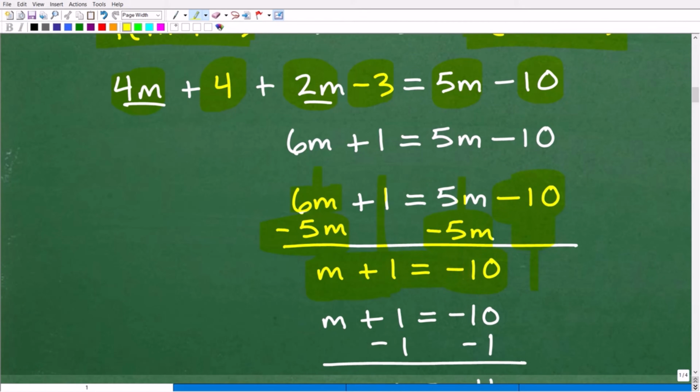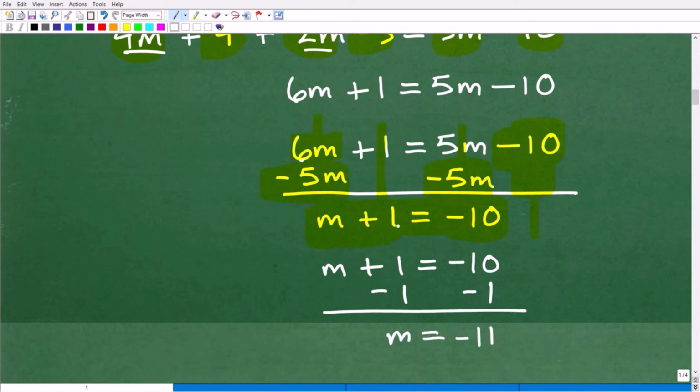Okay, so now if you look, I have all my variables on the left-hand side, and I've got this 1 over here. So let's move this over to the other side. This is really basically a one-step equation. So all I have to do to solve for m is subtract 1 from both sides of the equation, and I'll have m by itself. So when I subtract 1 from both sides of the equation, I get m is equal to negative 10 plus negative 1, which is negative 11, and that is the answer.